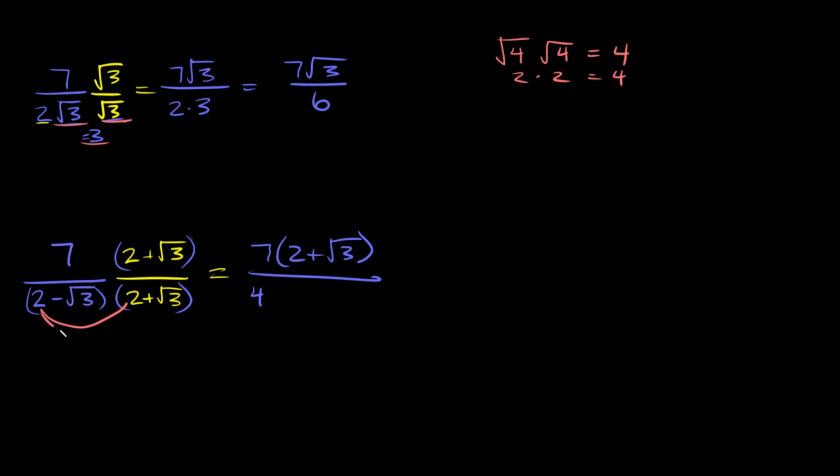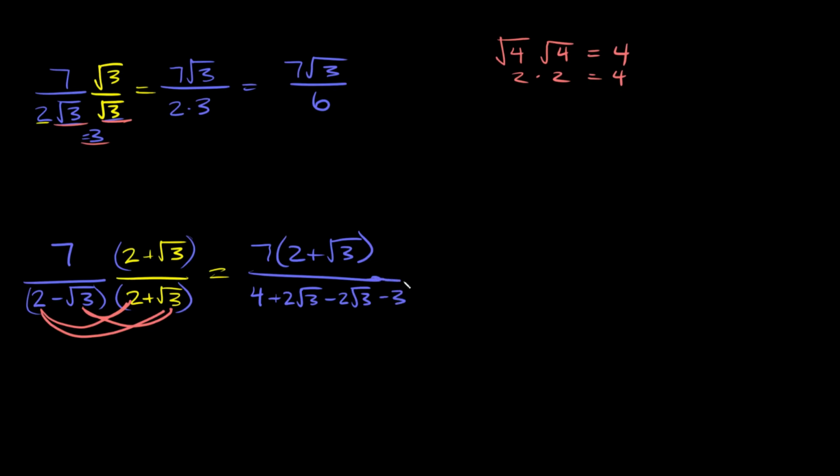And then we're going to do outer, so 2 times the square root of 3 is equal to 2 times the square root of 3, and it's positive, right? So 2 root 3. And then we're going to do inner, so 2 times negative root 3 is going to be negative 2 root 3. And then we're going to do last. So the square root of 3 times the square root of 3 is just 3, right? But we have a negative times a positive, which is equal to a negative, right? So this is going to be negative 3.